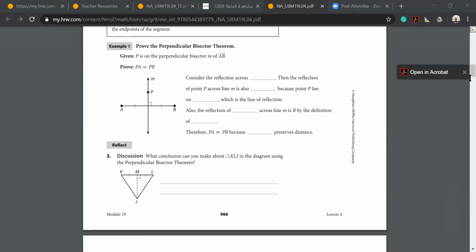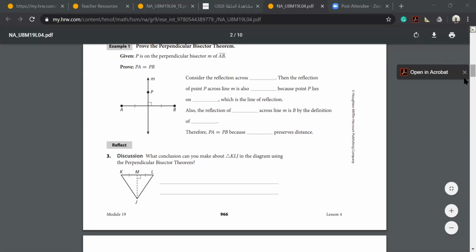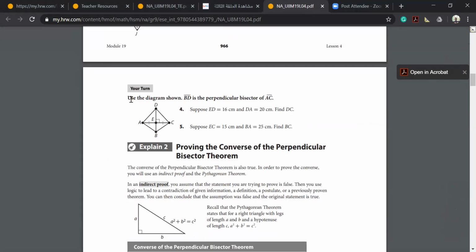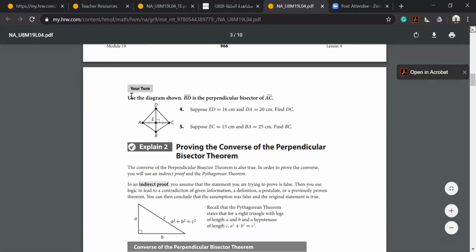Let's go to the second page. Okay, I will do with you your turn just to make sure that you understood what I mean by using your eyes. I will do with you questions 4 and 5. Use the diagram shown. BD is perpendicular. Actually, he told you here. BD is the perpendicular bisector of AC. So I understood that this angle is 90, this is 90, and that AE should be equal to EC, right?